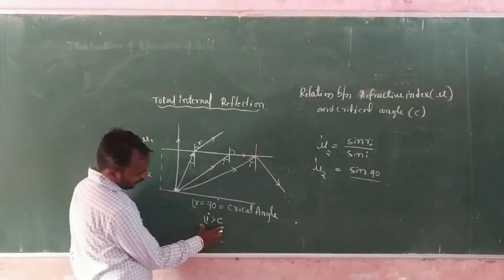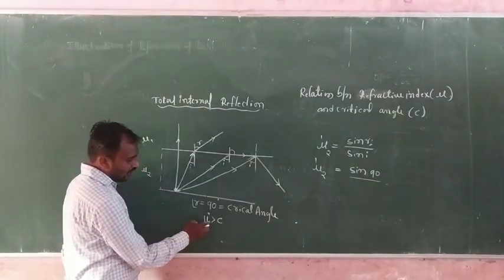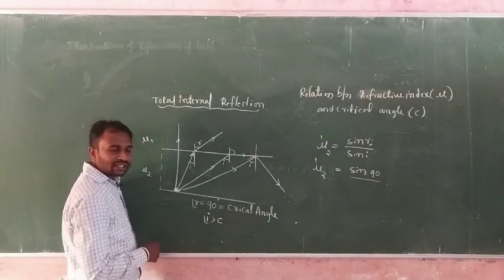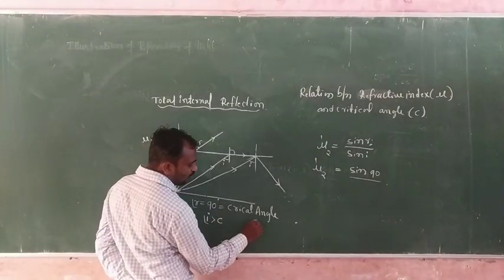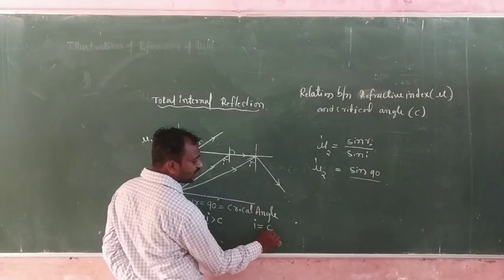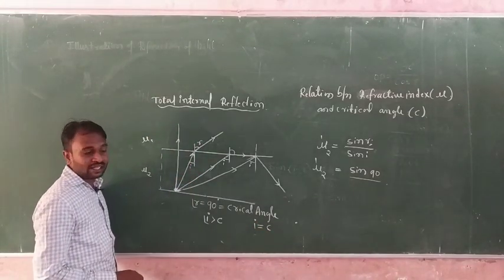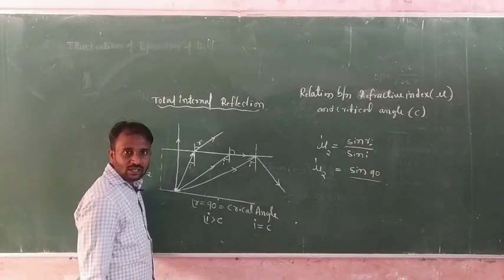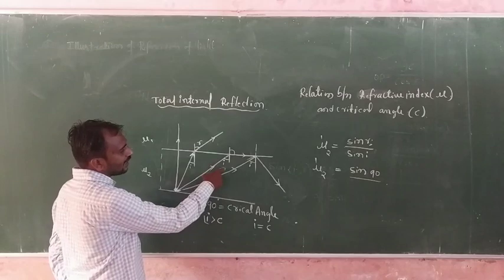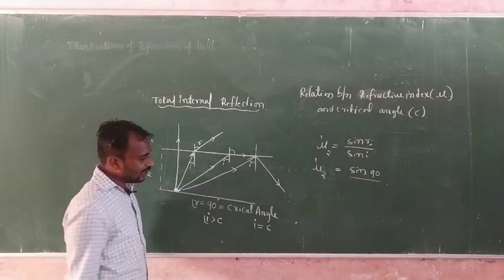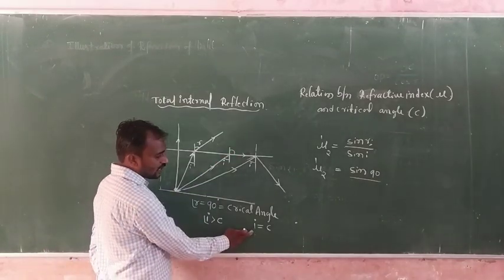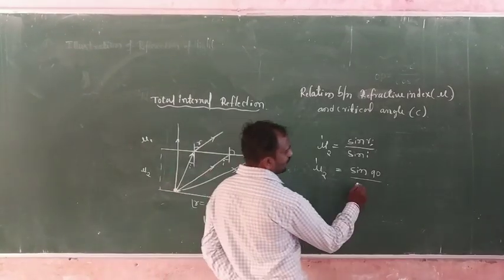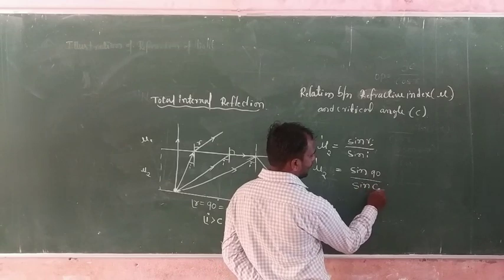Here, in the condition of total internal reflection, i is greater than r. But we want to calculate the critical angle. It means the angle of incidence makes the angle of refraction 90 degrees. So here we consider that the angle of incidence is the critical angle, so i is nothing but C. Why? Because this angle is 90 degrees, so the angle of incidence is equal to C, the critical angle.